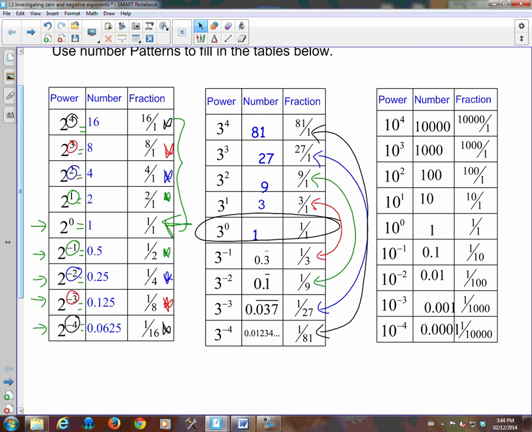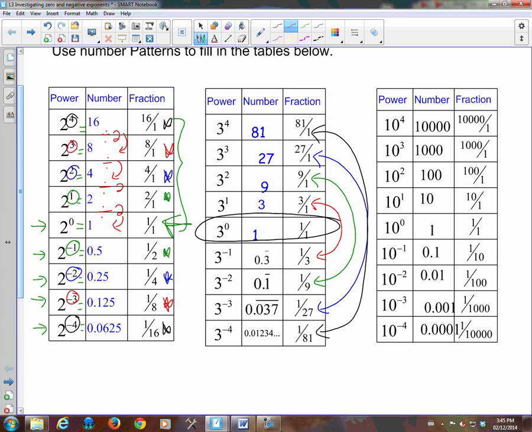So if we look at patterns, we're going to talk about how that's going to help us know what a zero exponent is and a negative exponent. If we look at our tables, 16 divided by 2 would give me 8, and 8 divided by 2 would give me 4, and 4 divided by 2 would give me 2, and if I keep on with that pattern, then the next one must be a 1.